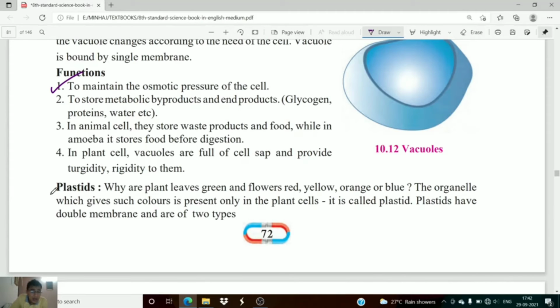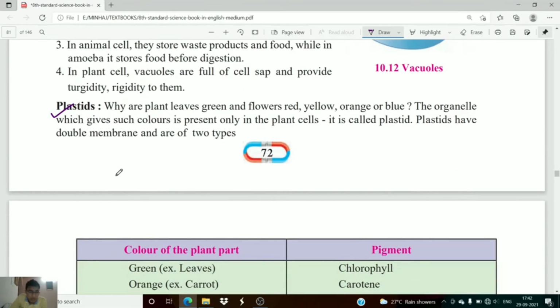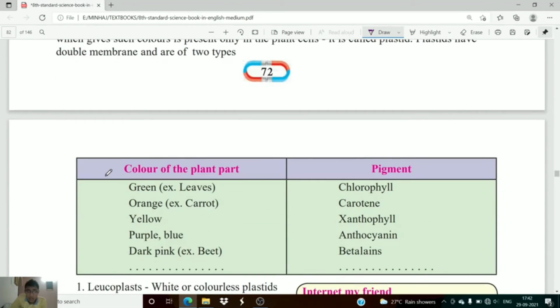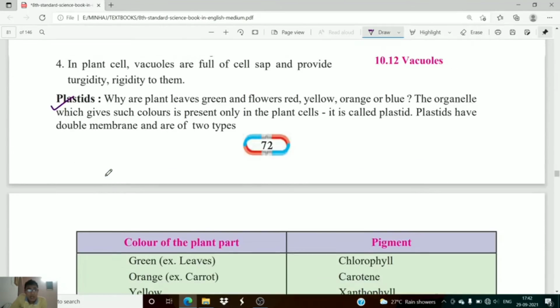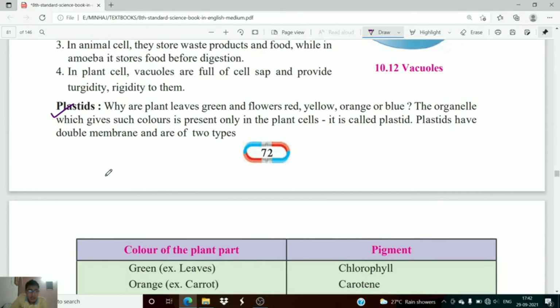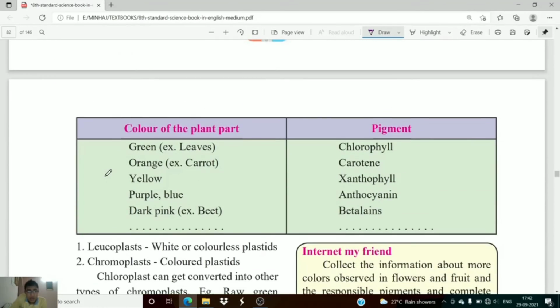Now the next organelle is the plastid. Why are plant leaves green and flowers red? This is a very important question. Why are the leaves of plants green in color? The reason behind it is the important pigment, chlorophyll, which is there in the plant cell, and due to that pigment, the color of the leaves is green in nature, as the pigment also has a green color.